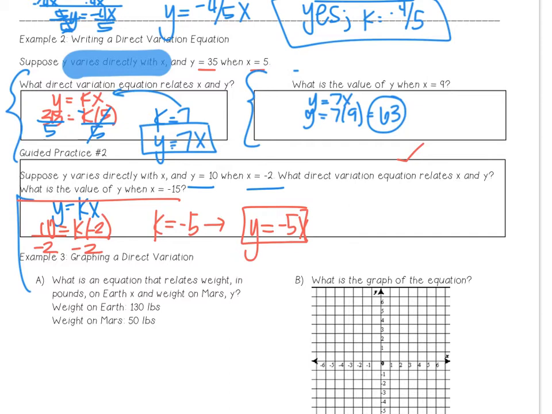Now we want to know what y is when x is negative 15. So y equals negative 5x, but instead of x, you're going to put in negative 15, and you get y equals positive 15 times 5, which is 75. That's your other answer.